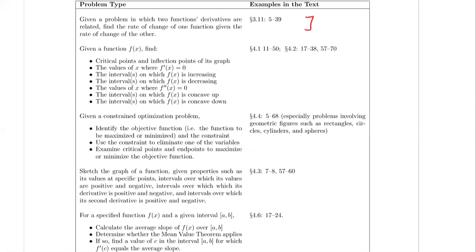Now going back to this, intervals on which f of x is increasing, intervals when f of x is decreasing. Remember, this was pretty straightforward. Intervals where f of x is increasing is the same as intervals where the derivative is greater than 0. Intervals where f of x is decreasing is places where the derivative is less than 0. So increasing, derivative is greater than 0. Decreasing, derivative is less than 0.